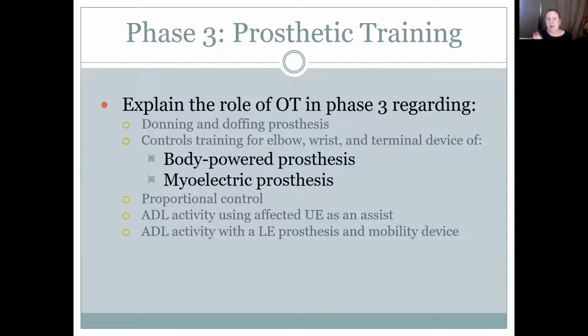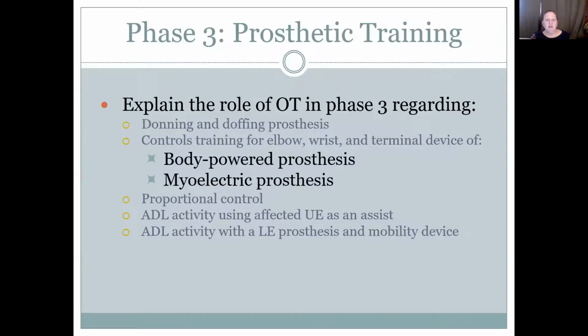And it can be, don't get me wrong. But the prep work is so beneficial to get to phase 3. Every step is important, so we don't want to lose sight of that. It is now time to learn how to don and doff a prosthesis, and this can take quite a bit of time, okay? And then control training for elbows, wrists, and the terminal devices of your body-powered and myoelectric prosthesis. So they have to learn how to utilize that.